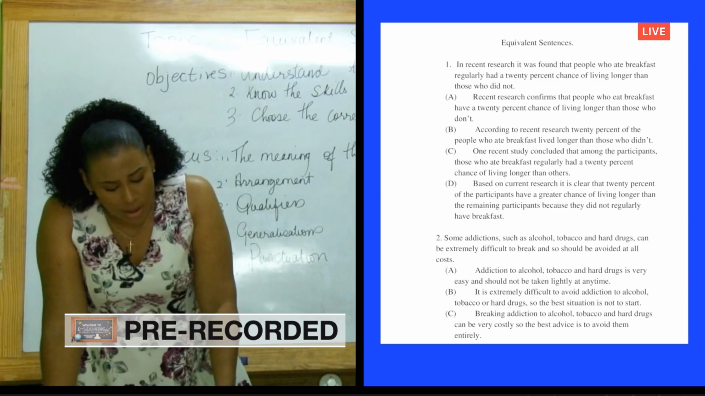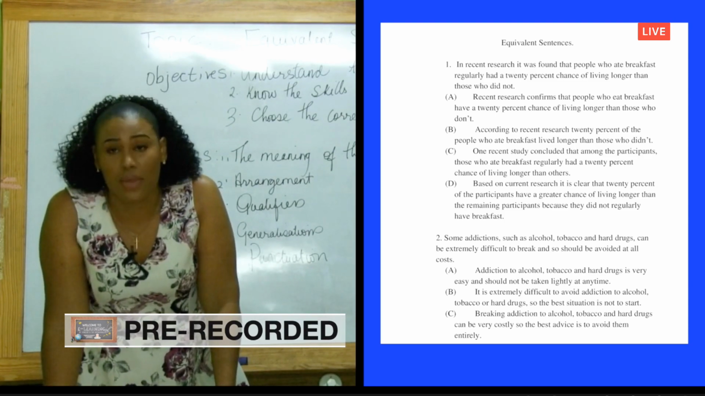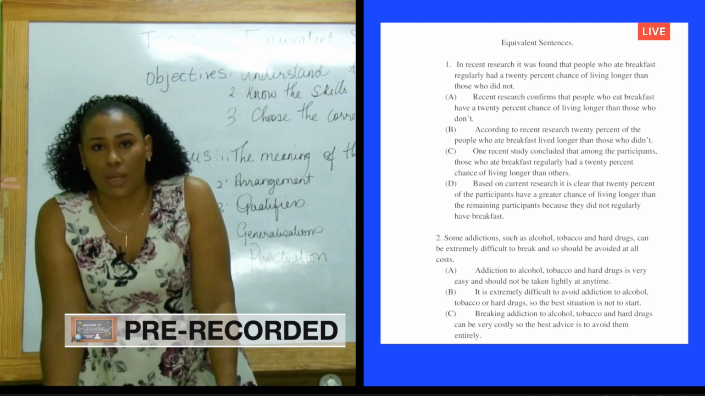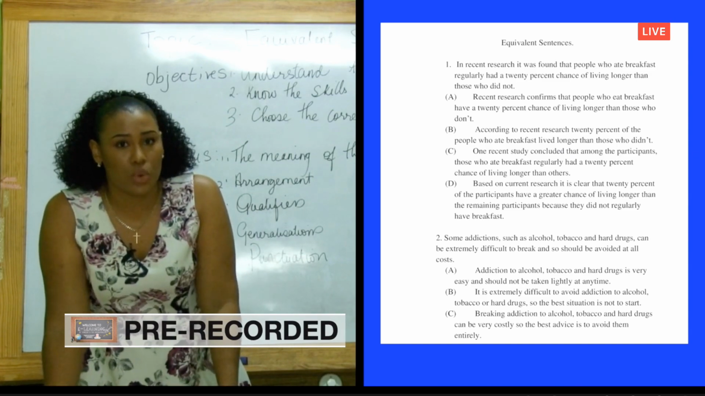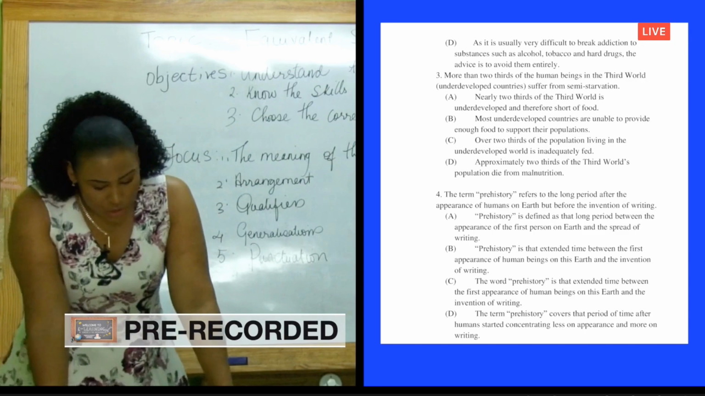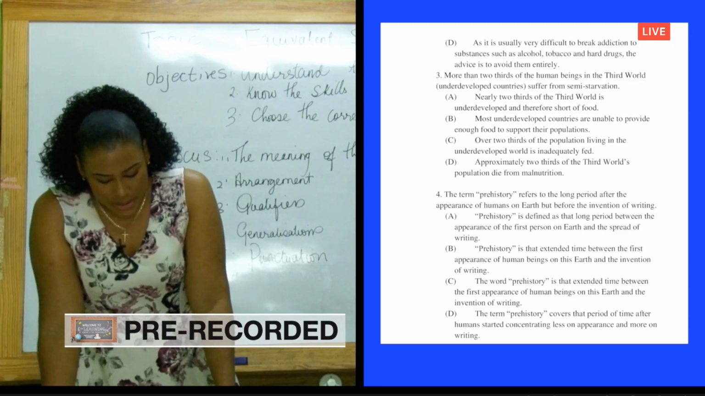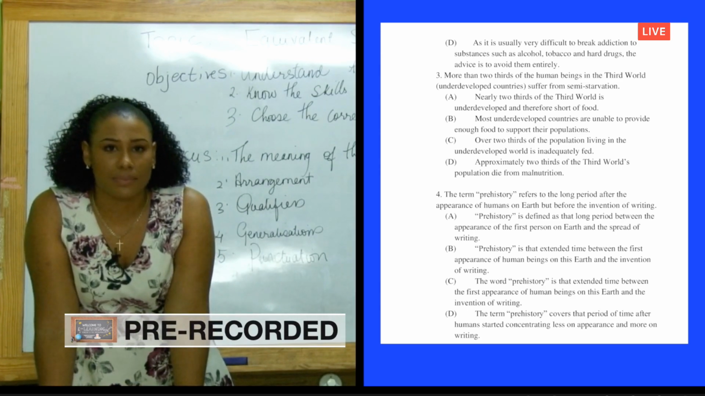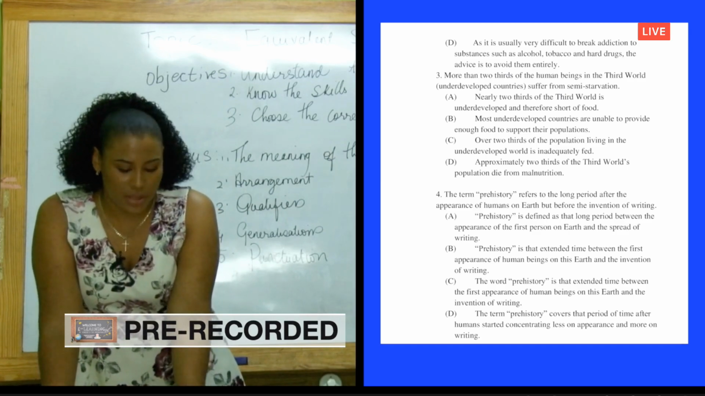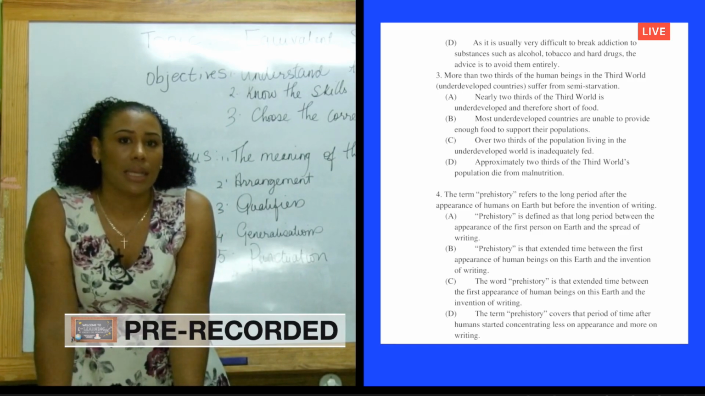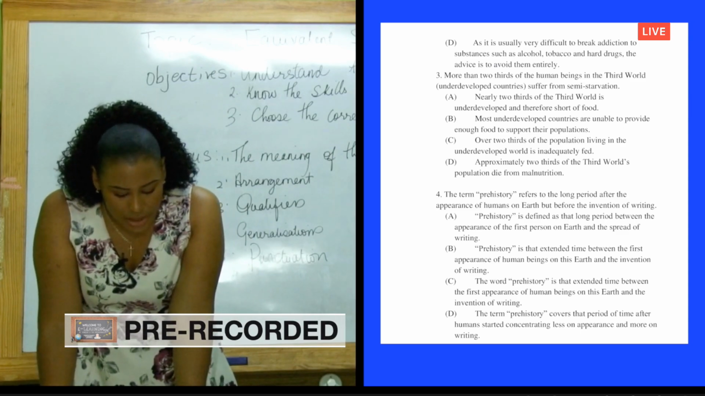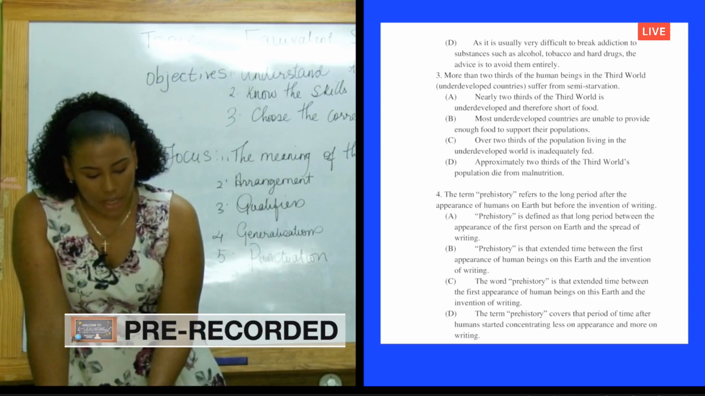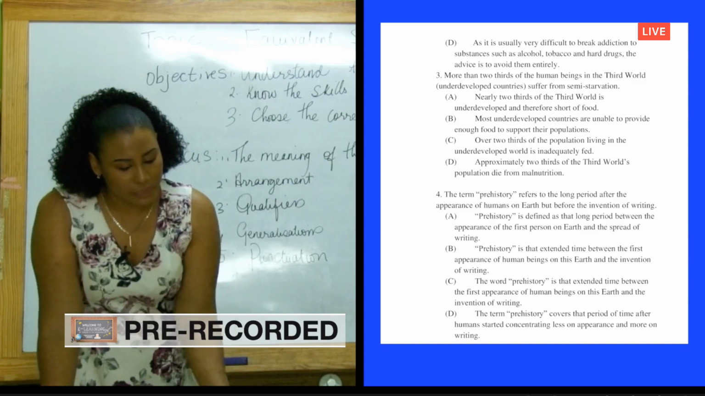C, breaking addiction to alcohol, tobacco, and hard drugs can be very costly, so the best advice is to avoid them entirely. Nowhere in the original was cost or expense expressed. This sentence is adding to what is being said. D, as it is usually very difficult to break addiction to substances such as alcohol, tobacco, and hard drugs, the advice is to avoid them entirely. This seems like the most viable option that conveys exactly what is said in the manner in which it is said in the original. It does not add, omit, or misinterpret what is being said.